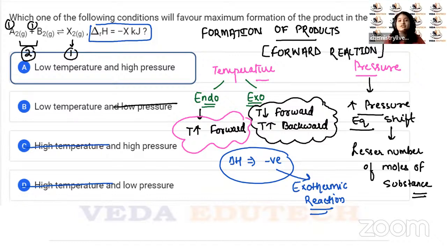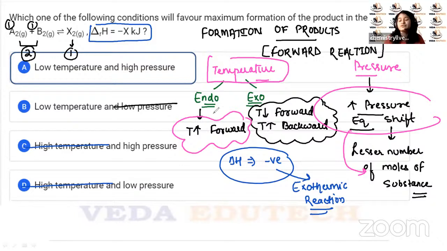Understood, children? So what are we discussing here? We are discussing Le Chatelier's principle in case of pressure and in case of temperature. When you increase the pressure, the equilibrium is always going to shift towards the lesser number of moles. In case of temperature, if it is endothermic and you increase the temperature, it is going to shift in the forward direction. If it is exothermic, you have to decrease the temperature to move in the forward direction. These are the key concepts you had to draw from this.